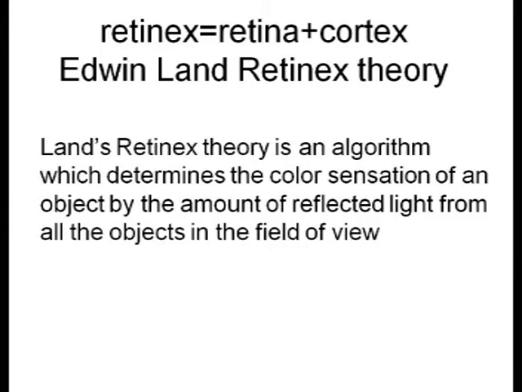Land developed the theory of retinex. Retinex is a combination of retina and cortex. The theory of retinex defines an algorithm which determines the sensation of color of an object while taking account of the light coming from all other objects in the field of view. This theory is very complex, and this complexity caused many people to avoid it altogether and even ignore it.